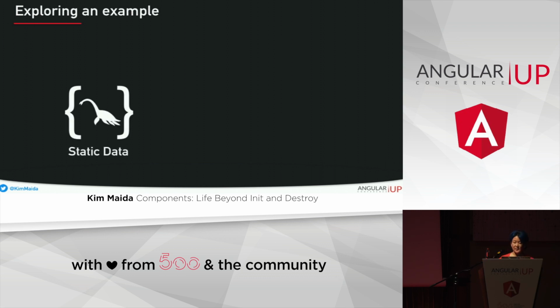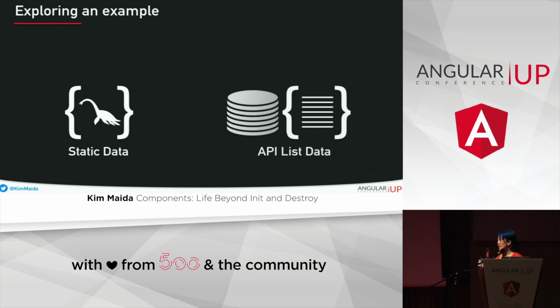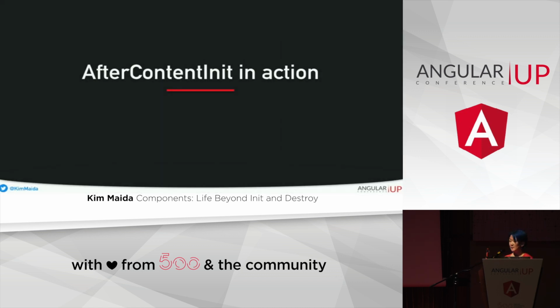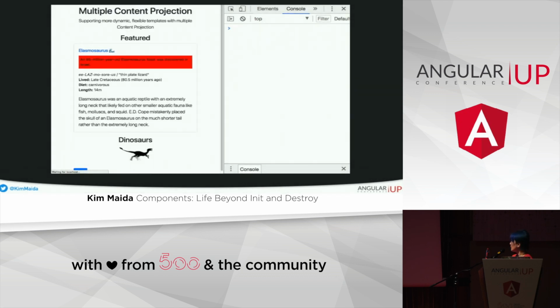So in order to give you a little bit of context on the next example, let's say that we have our static data, and this is the data for one particular featured dinosaur. Then we're also going to have a list of dinosaurs that we're getting dynamically from an API. And then we have some content, and we want to project that content into both sets of data. So let's take a look at this in the browser. So we're going to load the data.